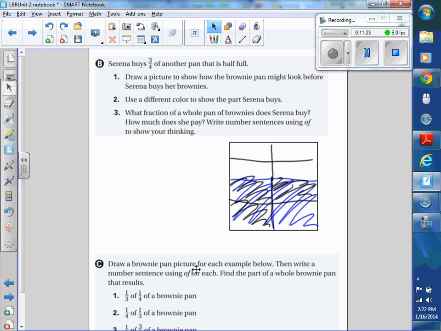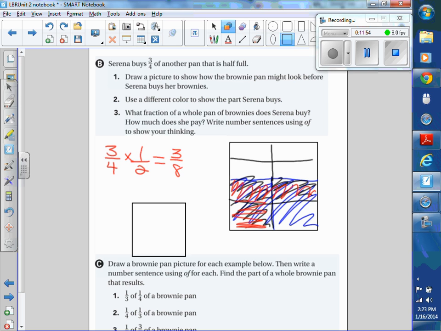So let's see if we can write some of this down. So his shade is, can you see the overlap is these 3 sections? So the number sentence is 3/4 of a half pan. And then when he counted his parts, there's 8 parts in that picture, and 3 of them have the overlapping. Okay, so let's just look at one other option.